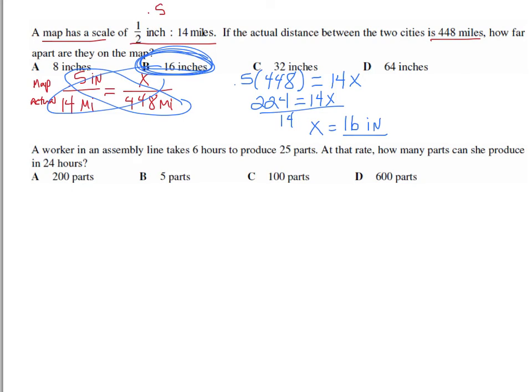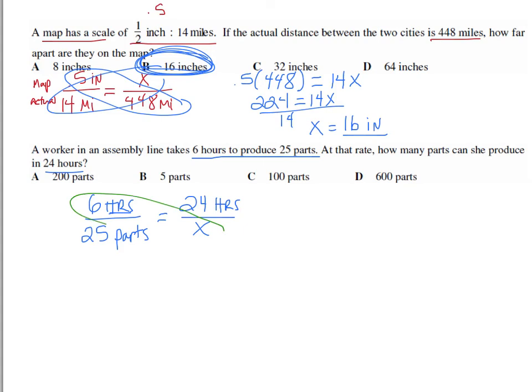Next one, they give us a little mini scenario. It's 6 hours to produce 25 parts, and there's the ratio. If you get really good about labeling all of your ratios, it becomes much, much easier to fill in the missing pieces. If they give us this 24 hours, we match up the hours with the hours, so that number goes on top. And then we need to find the number of parts for the bottom.